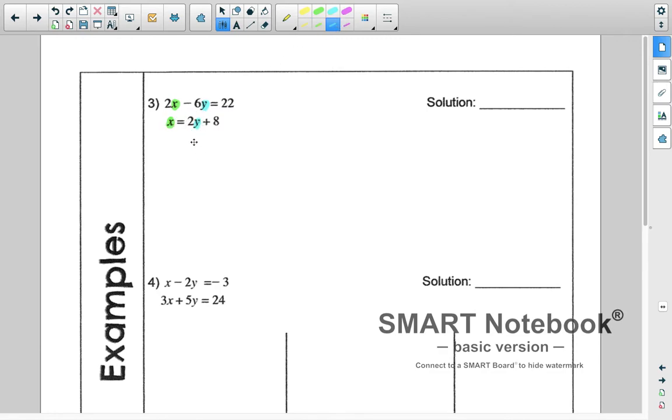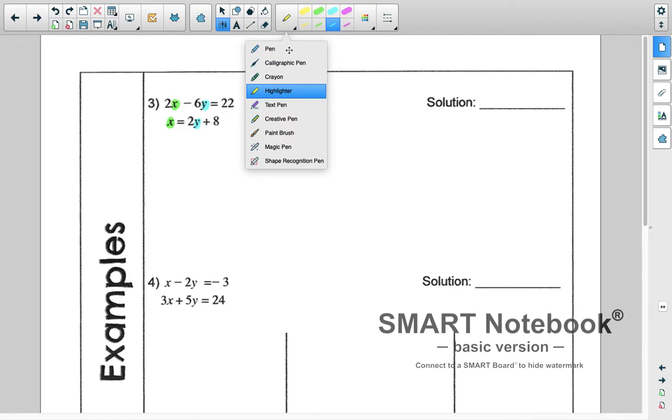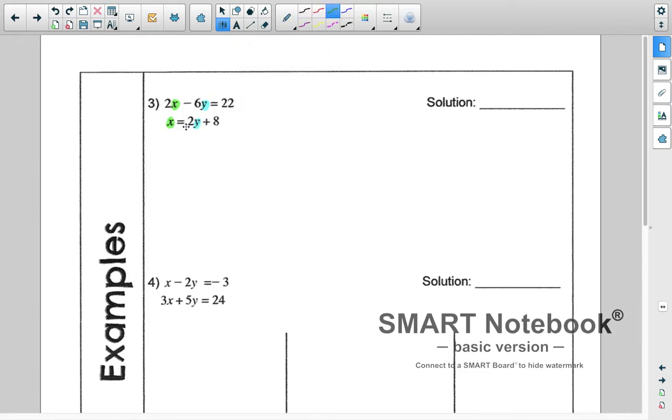So in this case, we already have an x equals, and so because of that, we are going to use this whole amount of x, and we're going to plug that in for this x, because we already know x equals this amount. So for our equation, we're going to write 2, and then in parentheses, instead of saying x, I'm going to say whatever that x was equal to. So in parentheses, I'm going to write that 2y plus 8. Parenthesis. And that 2 is right in front, because that's right where it was in that equation, minus 6y equals 22.